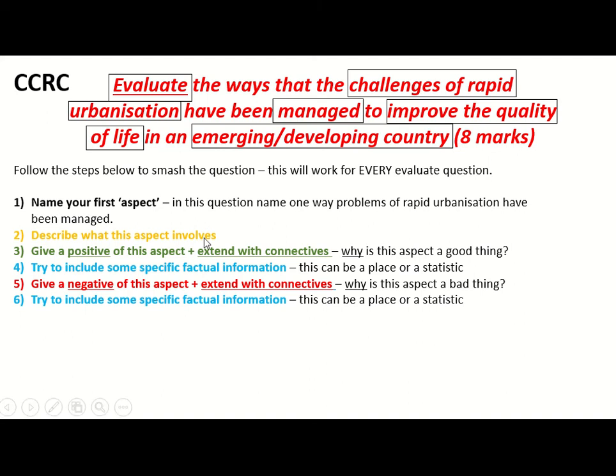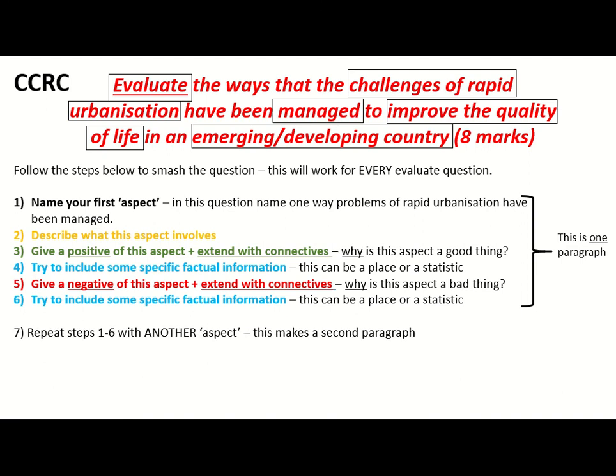Now you can see, evaluate questions have a little bit more to them, okay? Because you've got the positive and extend it and the negative and extend it with the details, there's a bit more to it and the paragraphs are a bit chunkier, a bit bigger. And that's why they don't use them so much in exams because they're a bit more difficult to answer. But again, it's still paint by numbers. Do part one, part two, part three, part four, part five, part six, and you've got a really good paragraph.